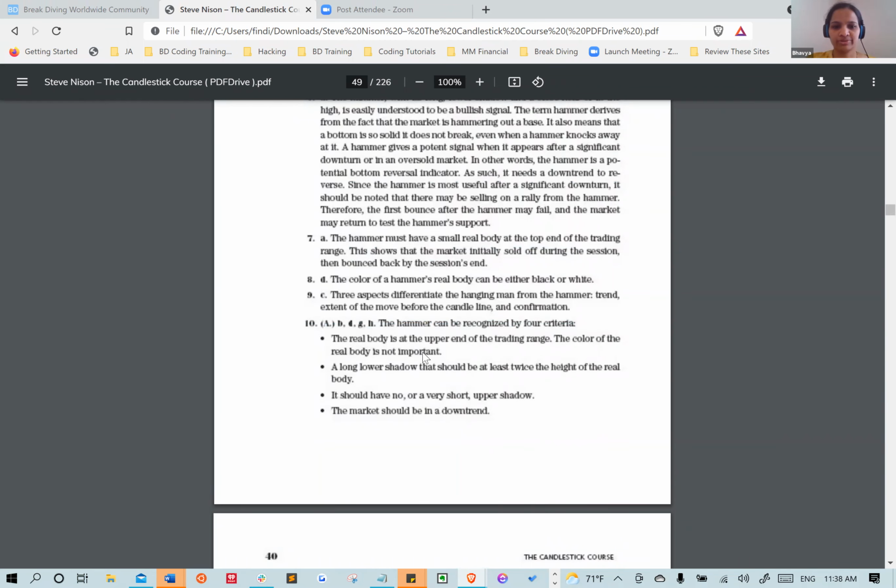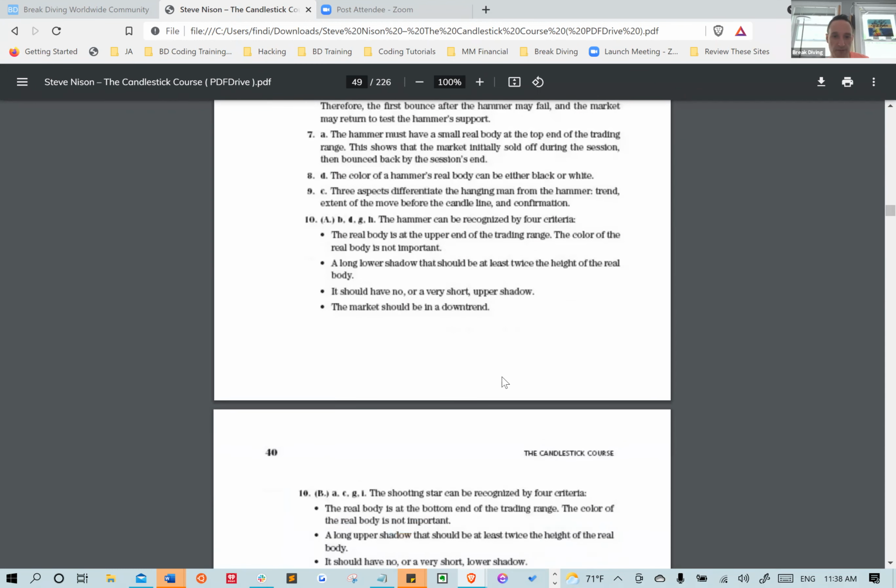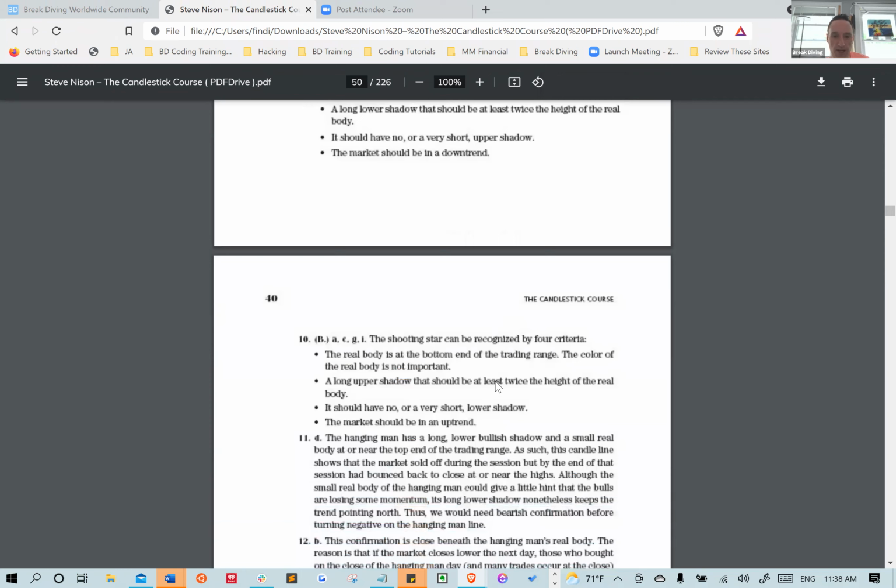The 10th one is about what the hammer can be recognized by. It's going to give us the answer right here. The real body is at the upper end of the trading range. The color of the real body is unimportant. A long lower shadow should be twice the height of the real body. It should have no or a very short upper shadow. The market should be in a downtrend. Okay, got it. The shooting star can be recognized by four criteria. The real body is at the bottom. The color is not important. A long upper shadow that's twice the height. Should have no or a very short lower shadow. The market should be in an uptrend.